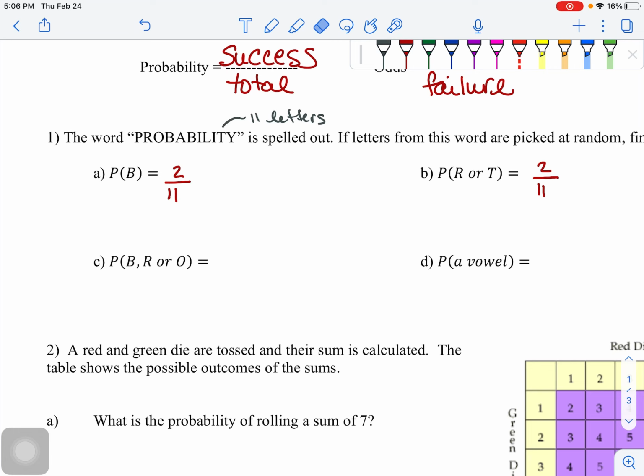Okay, reset again so I don't have everything highlighted. B, R, and O. So a B, R, and O. We've got 1, 2, 3, 4 out of 11. And then we have a vowel. So 1, 2, 3, 4 out of 11. Okay.